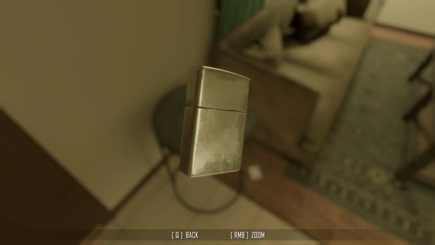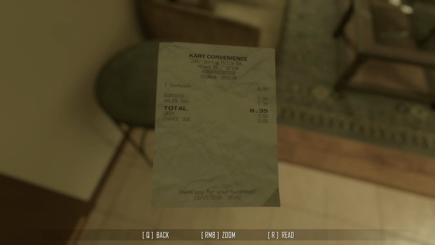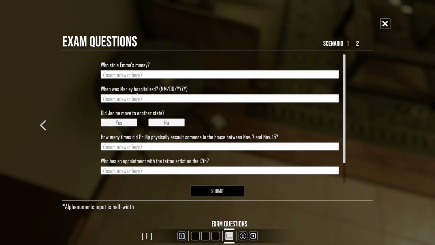Neon lighting with a bird. I can zoom, but I can't interact with it. Cart convenience. This is Spring Mills, Miami, Florida. Backpack, $5.99. Subtotal $5.99. Sales tax 36 cents. 15th of November 2018. Do I need to know anything about the 15th of November? Let's see. When hospitalized, who stole Emma's money, another state, physically assaulted.